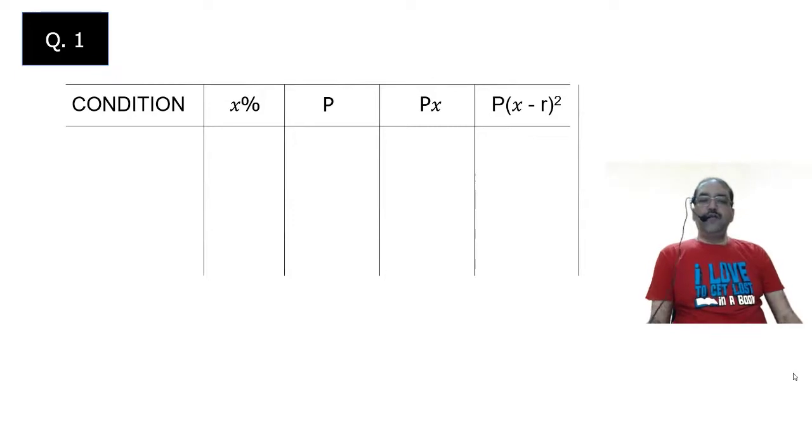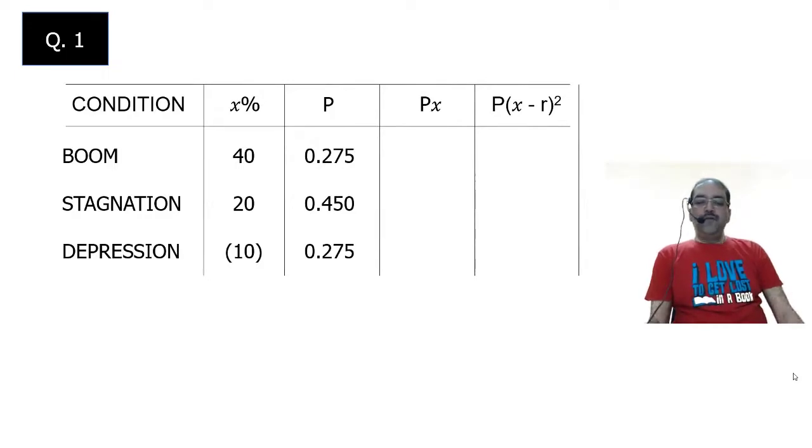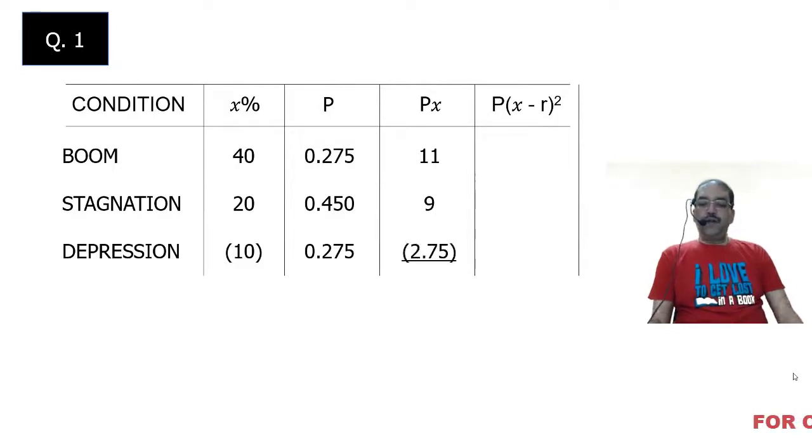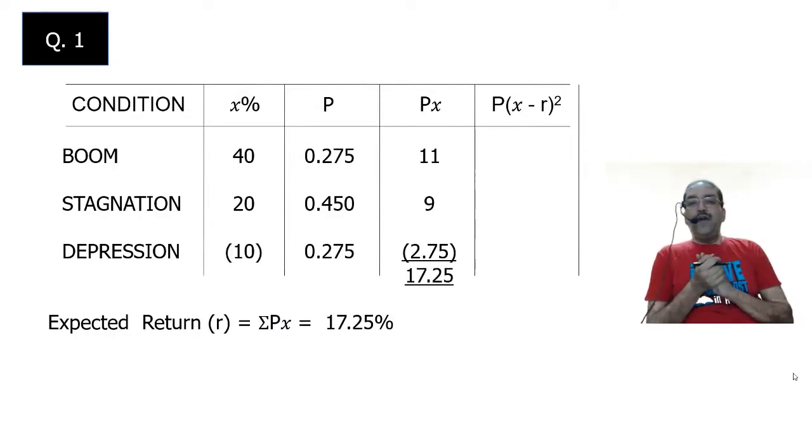Three conditions are given to us: boom, stagnation and depression. X values are given to us: 40, 20 and minus 10. Probabilities are also given: 0.275, 0.450 and 0.275. We multiply now 40 into 0.275, that is 11, 20 into 0.45, that is 9, and minus 10 into 0.275, that is minus 2.75. Total of this, 20 minus 2.75, is 17.25. So the expected rate of return is 17.25. That is my value of R.